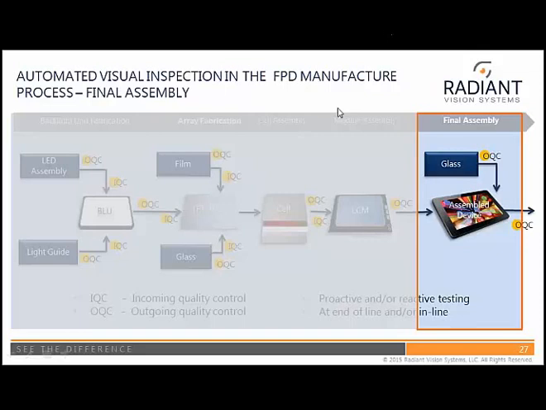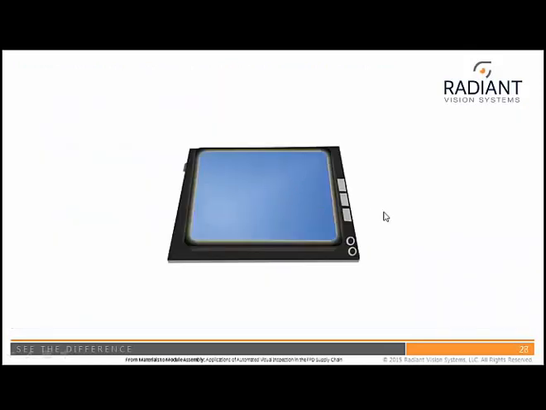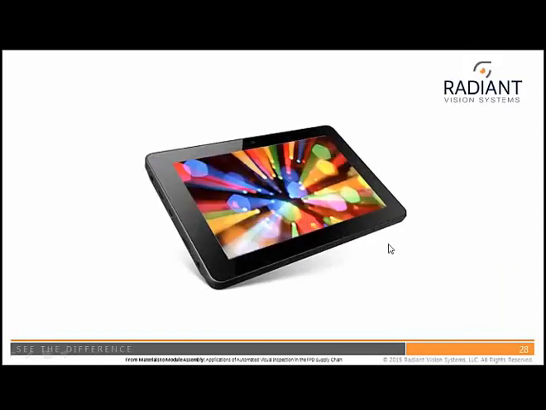So we have the final assembly where we actually add the glass and assemble the device. And again, some inspection can be done at this point. We have a completed unit, and it looks very beautiful.